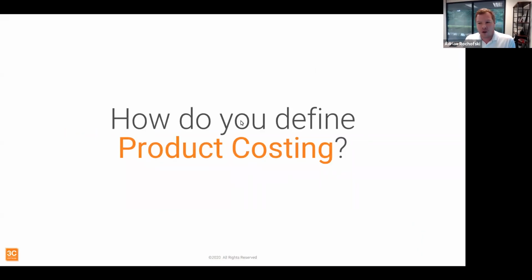First question is, how do you define product costing? So from over 20 years, from a consulting point of view or from a customer point of view, when you hear the word product costing, what are some of the components that define and make up product costing? And what have you seen out there in your multiple industries of experience?